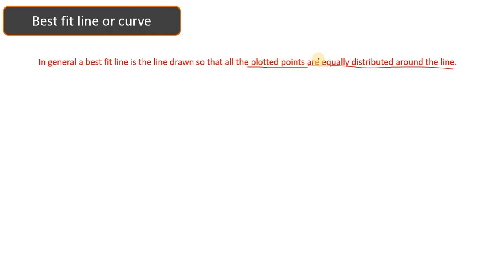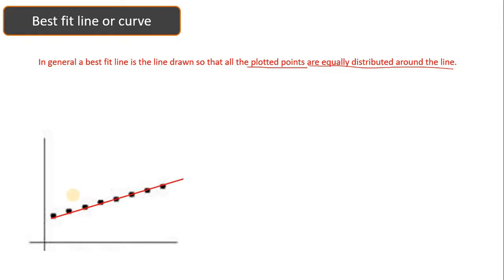What is the meaning? Sometimes it happens that when we plot a graph, all the points seem to be perfectly on a straight line. So you simply join all the points with a straight line and you say, yes, this is the best fit line. There's no worry, no problem at all. But most of the time when we sketch, we have points scattered from the line. Some points are above, some points are below. This is called a scattered plot.